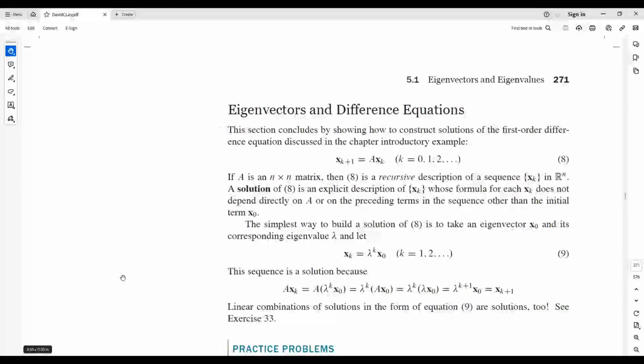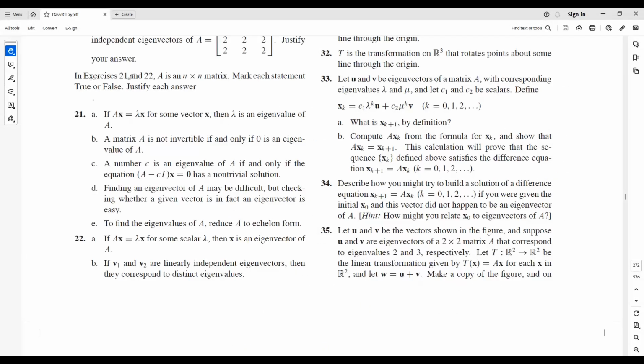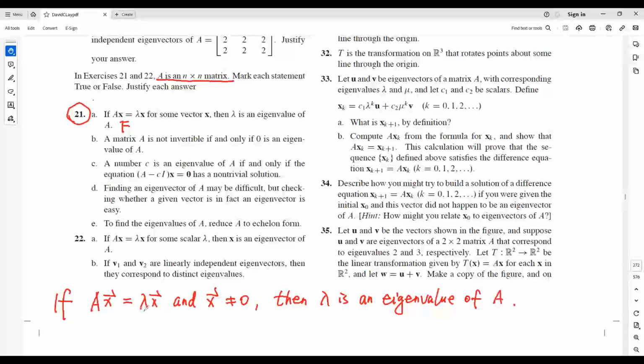Questions in section 5.1, Eigenvectors and Eigenvalues, at page 272. In problems 21 and 22, A is an n times n matrix. Problem 21. A. If Ax equals lambda x for some vector x, then lambda is an eigenvalue of A. False. If Ax equals lambda x and x is not 0, then lambda is an eigenvalue of A.